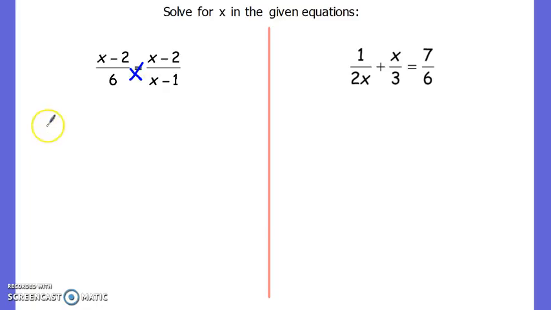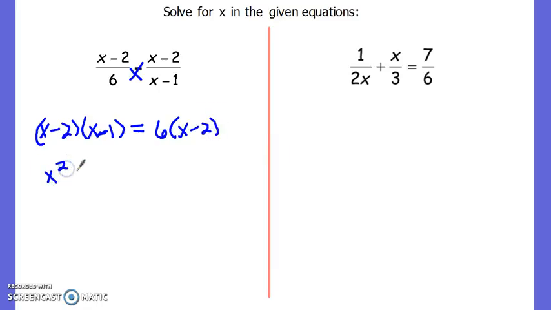You can easily just take x minus 2, multiply it by x minus 1, which we will have to FOIL together in just a second. And then on the other side, we've got the 6 on the lower left, which is going to get multiplied by x minus 2 on the upper right. And then if we FOIL on the left, so x squared minus a 1x on the outside minus 2x inside, so you're going to end up with minus 3x if you add those two middle terms, and a plus 2. And on the right side, a simple distribute.